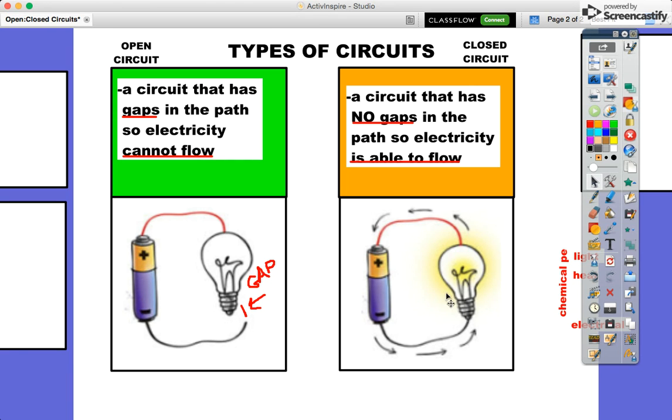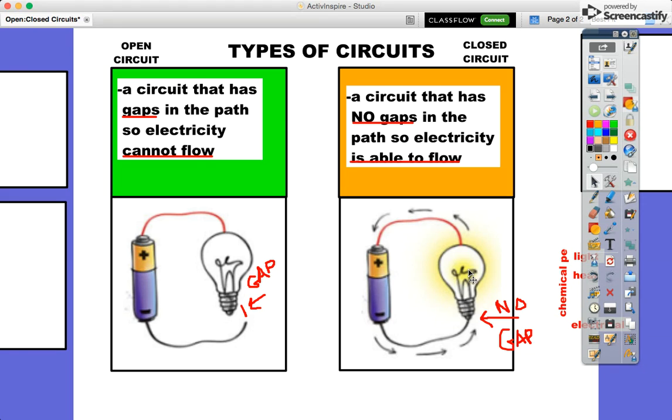Now, underneath the post-it note, you are going to draw a diagram, again, representing what a closed circuit looks like. Here we have the same components that we had before for the open circuit. We have the battery with the positive and negative end. We have the 2 wires, and we have the light bulb. The difference is, in this diagram, there is no gap. And because there is no gap, the electricity is able to flow, and it flows freely. So you'll notice that the light bulb is actually working here. The light is turned on.